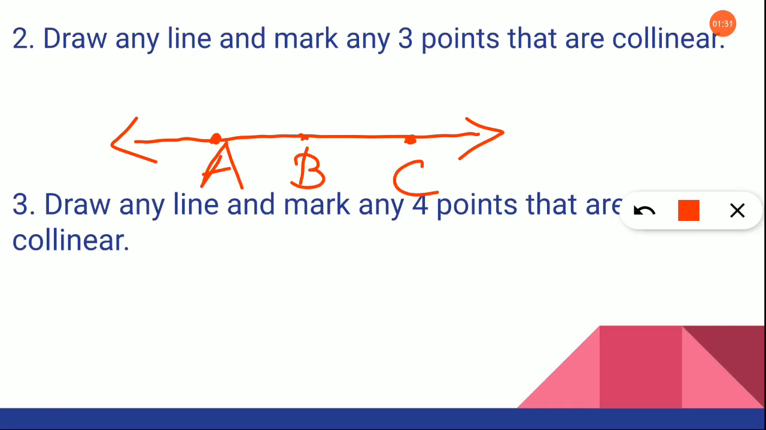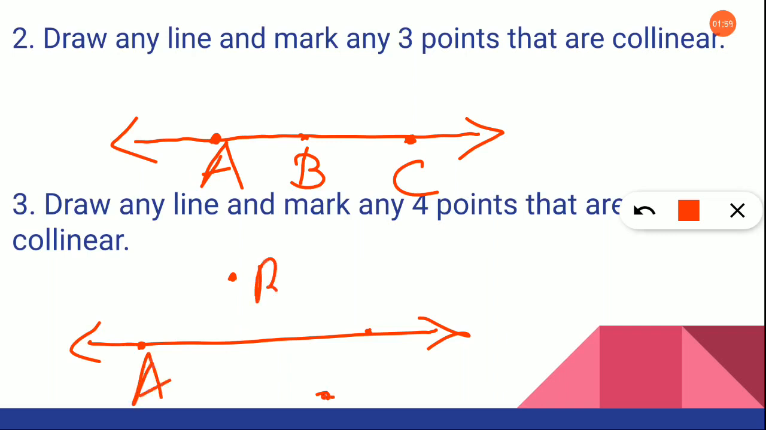Okay, now next one. Draw any line and mark any 4 points that are not collinear. You are going to draw a line and then mark 4 points that are not collinear. It can be either placed on the line or somewhere near or far away from the line also. Okay, I am going to draw it like this. So these are the 4 points, A, B, C and this will be D. So this is a line with 4 non-collinear points.